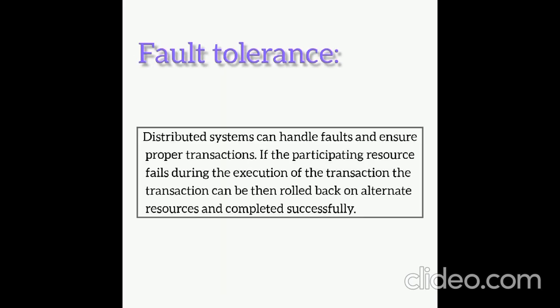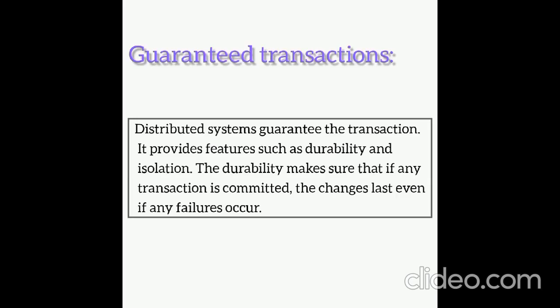The next advantage is fault tolerance. A distributed system can handle faults and ensure proper transactions. If a participating resource fails during the execution of the transaction, it can be rolled back on an alternate resource and completed successfully. The next advantage is guaranteed transactions.